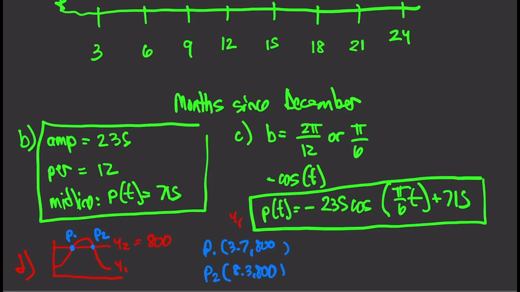So remember, this represents months since December. So basically 3 is March and 8 is August. 3.7 is still in March, so don't do any rounding here. So I'm just going to simply say between March and August.